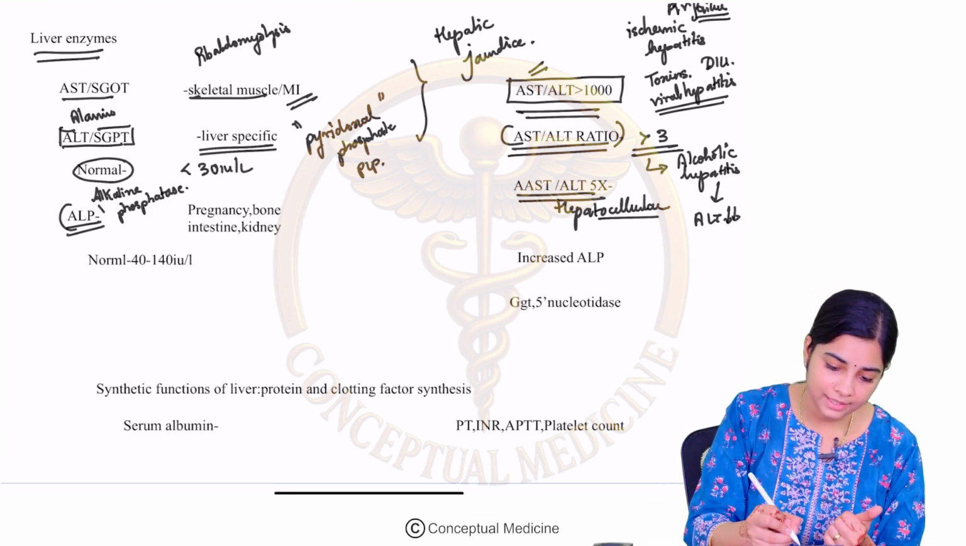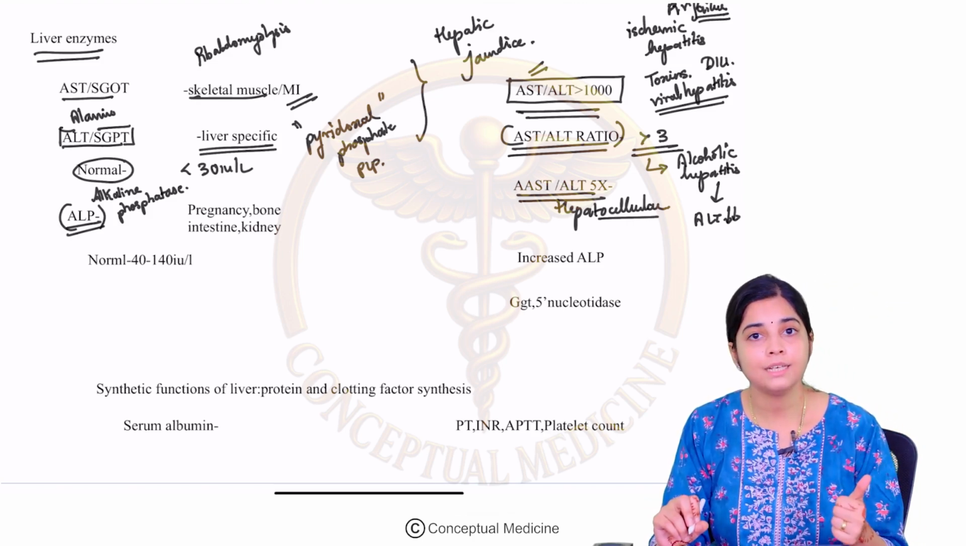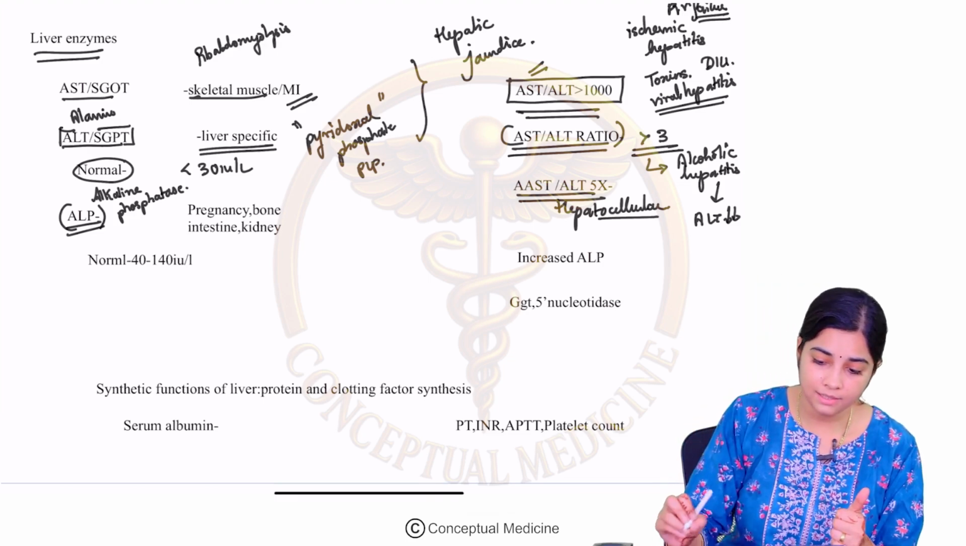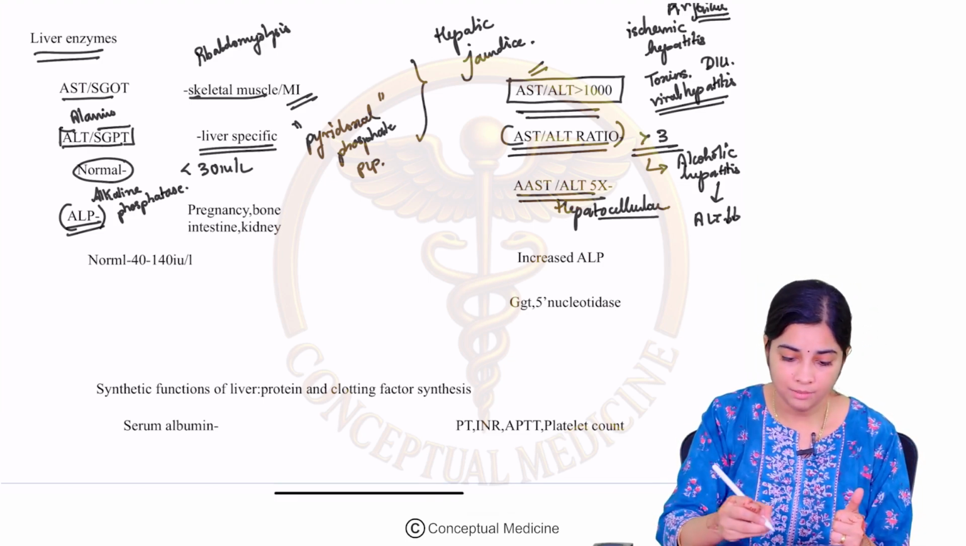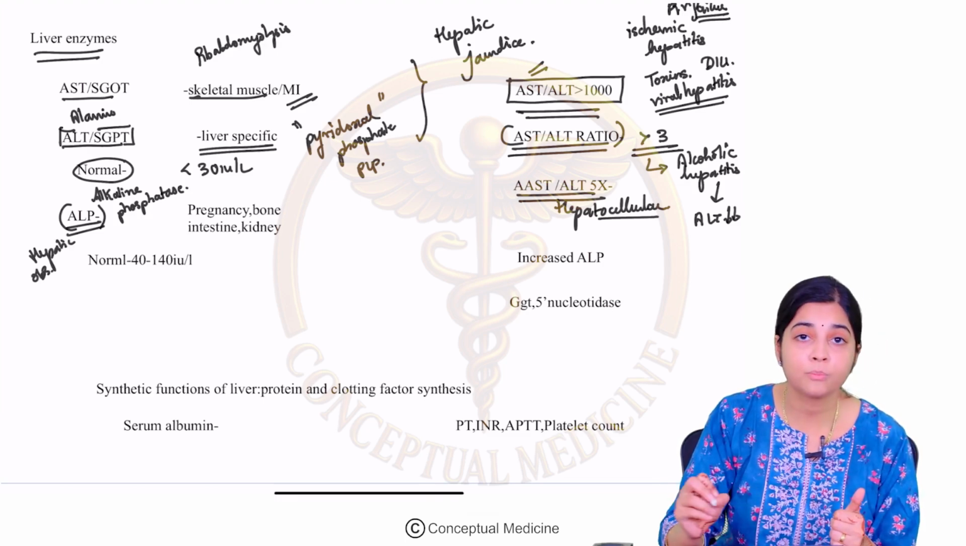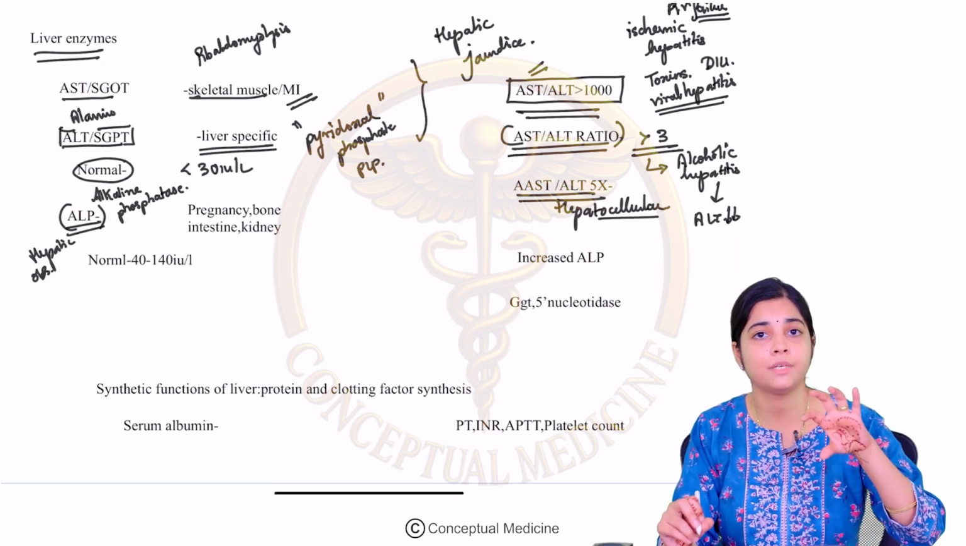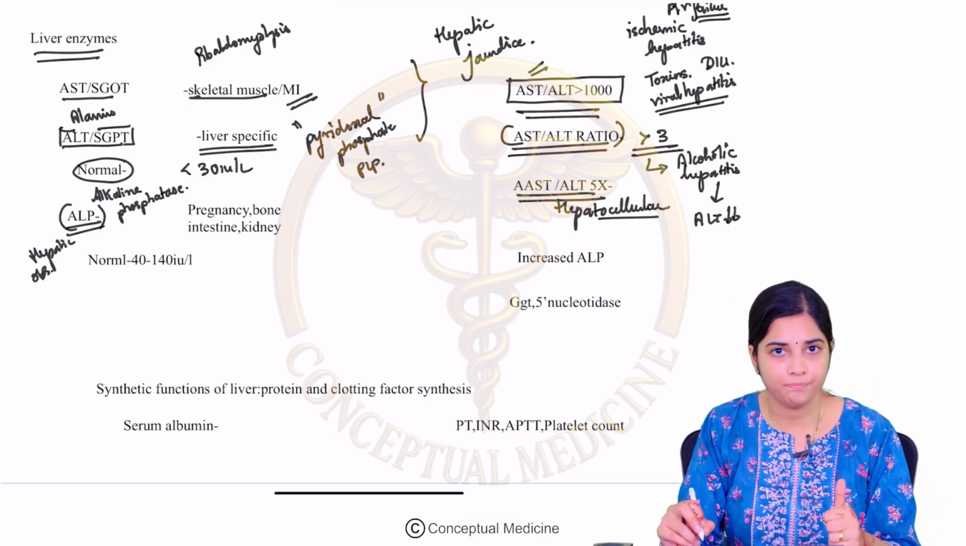Then let us look at the next liver enzyme, which is your alkaline phosphatase. Alkaline phosphatase is basically an enzyme which is suggestive of hepatic obstruction, or obstructive jaundice, or post-hepatic jaundice, whenever there is damage to your biliary tract, right?